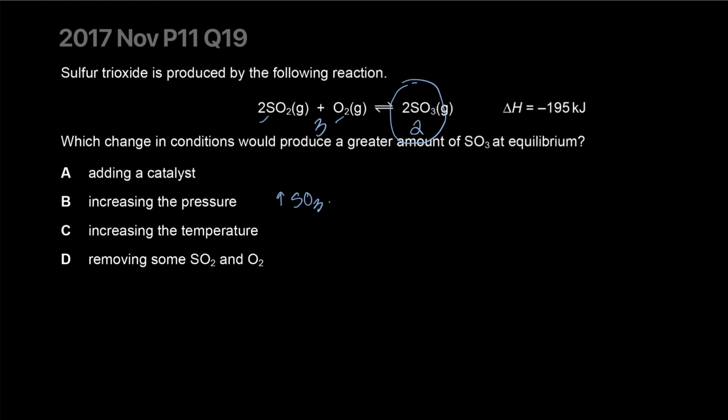So increasing the temperature will favor the side which is producing less heat. This is exothermic, so increasing the temperature will actually favor the backward reaction. Removing SO2 and O2, the equilibrium will try to balance itself and produce more SO2 and O2 and reduce the amount of SO3. So yeah, increasing the pressure does it. The answer is B.